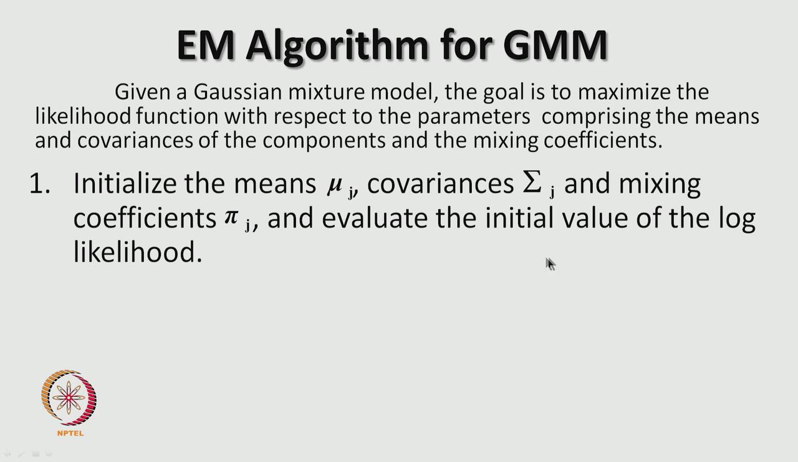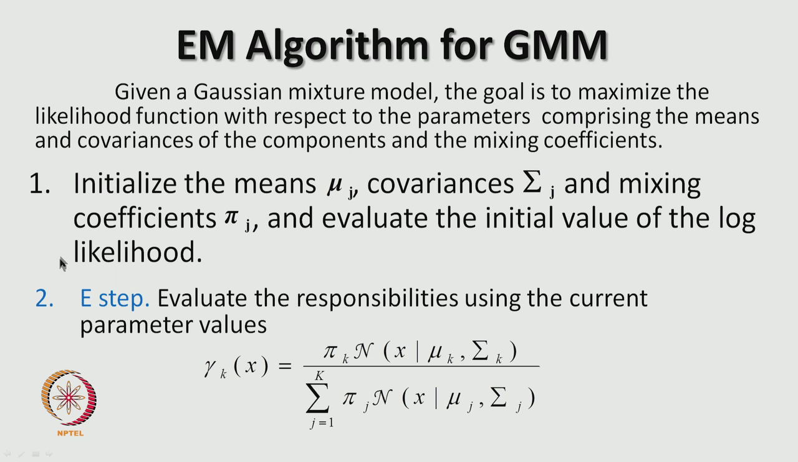So, initialize with some initial values, which could even be random values, and you go to the E step of the EM, which is the expectation step. There you compute the latent variable as given by the expression here. This is gamma k, the latent variable for the kth Gaussian, and the corresponding expression is given here. In the denominator you sum up all the Gaussian distributions for the corresponding x, which you have estimated using the random numbers, and the corresponding Gaussian is in the numerator.